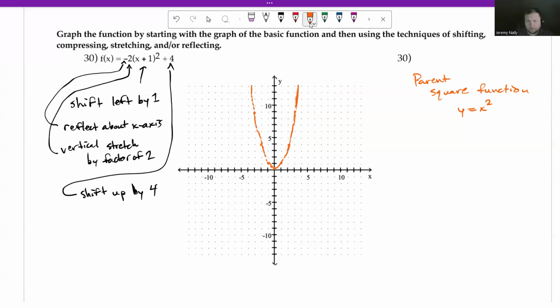Okay. And then I'm going to do y equals (x plus 1) squared. So then I'm shifting all of those points one to the left.